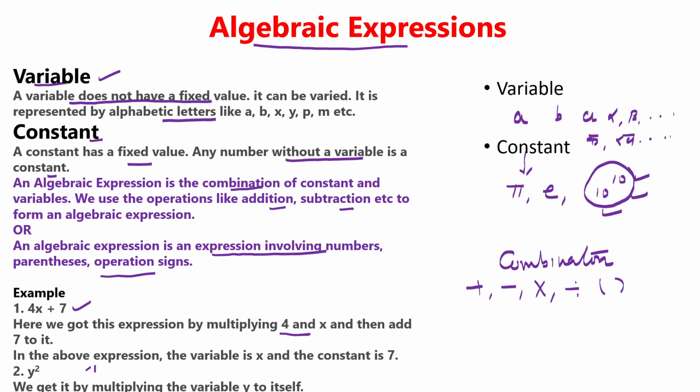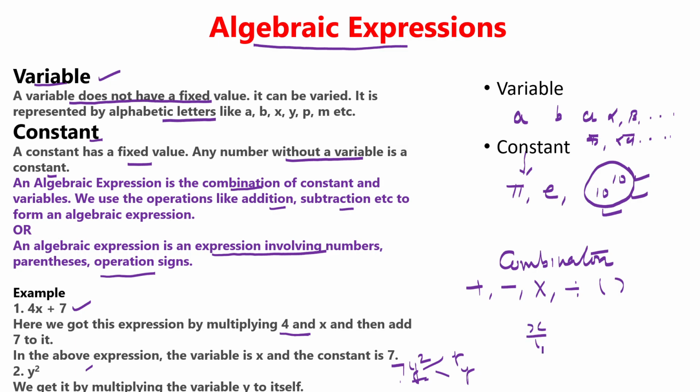Similarly, x square. What is x square? The variable multiplied by itself. If y square, then y is multiplied by itself. What is 7y square? So 7 is multiplied by y square. What is y square? y is multiplied by y itself. So therefore, you can write any examples.